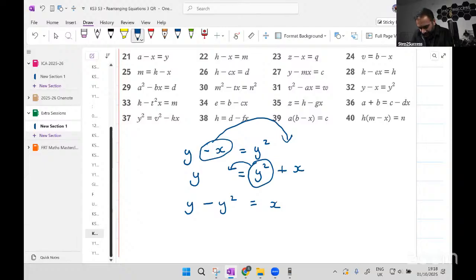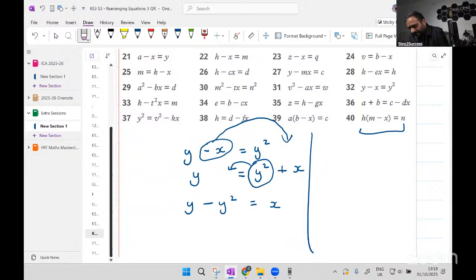Year 9, y minus x equals y squared, that's it. Any other questions from that one? Let me see if I can pick anything out. I might just do question 40 while I'm waiting. So this one says h, m take away x, equals n. Whenever you have brackets, well, not whenever, but most of the time, you tend to... I'll do question 39. In fact, no, I'll do question 39 now.